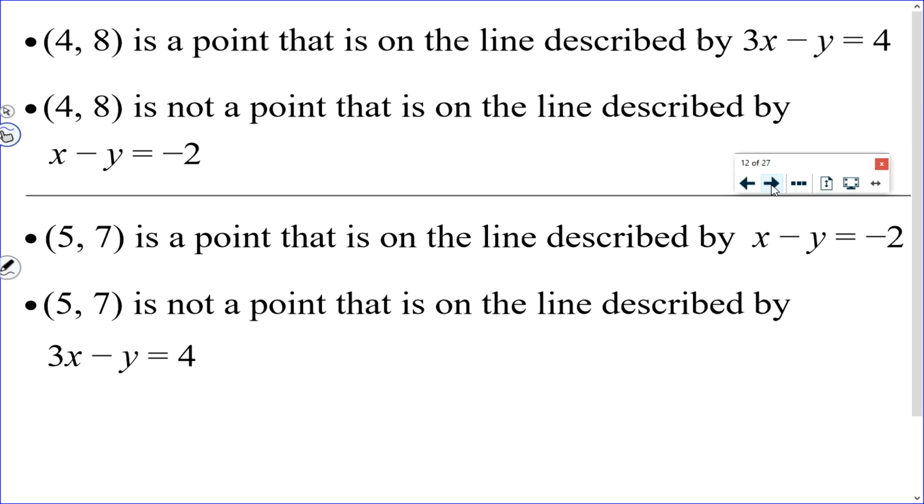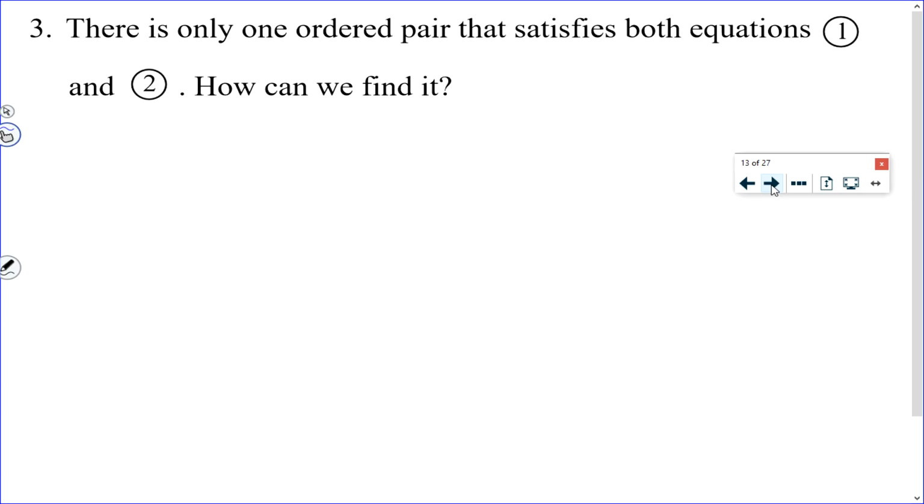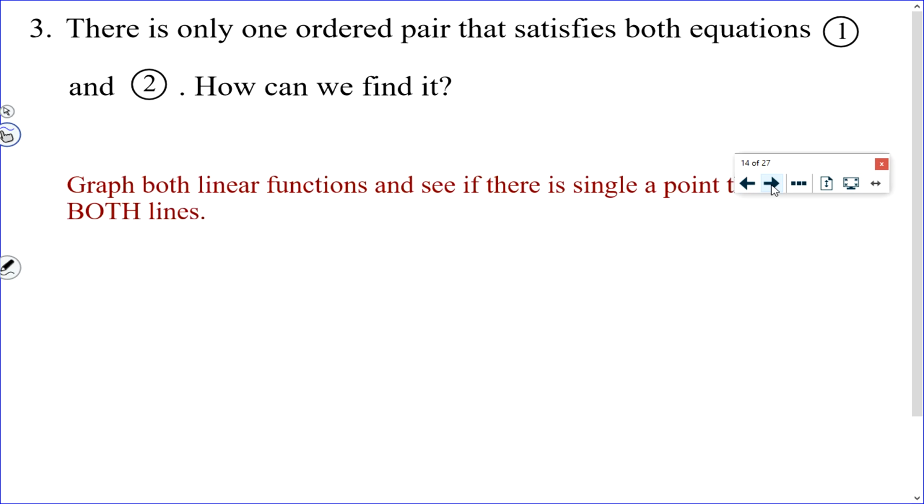But you really need to roll this around in your head, I think. A solution to a linear equation is an ordered pair that makes the equation true, and if that's the case, it is a point on the line. And that's why I said earlier, linear equations have many solutions. All you have to do is find a point on the line. That leads us to a question. If I'm going to tell you now there's only one ordered pair that makes both equations true, how can we find it? Well, it would have to be a point that's on both lines.